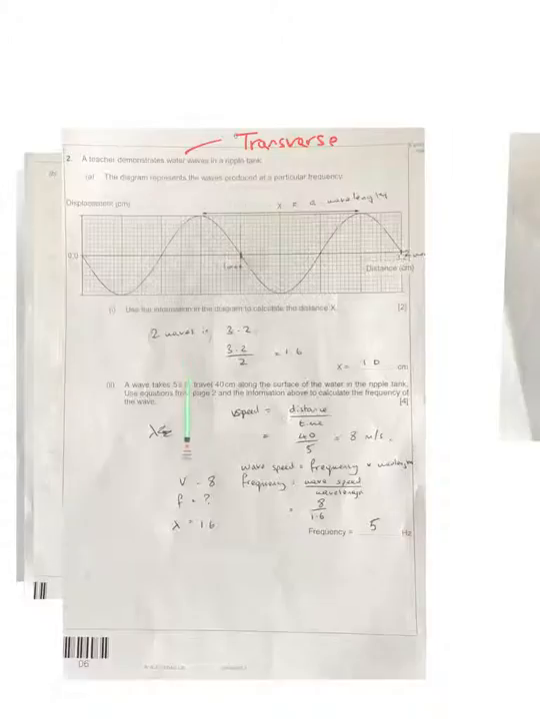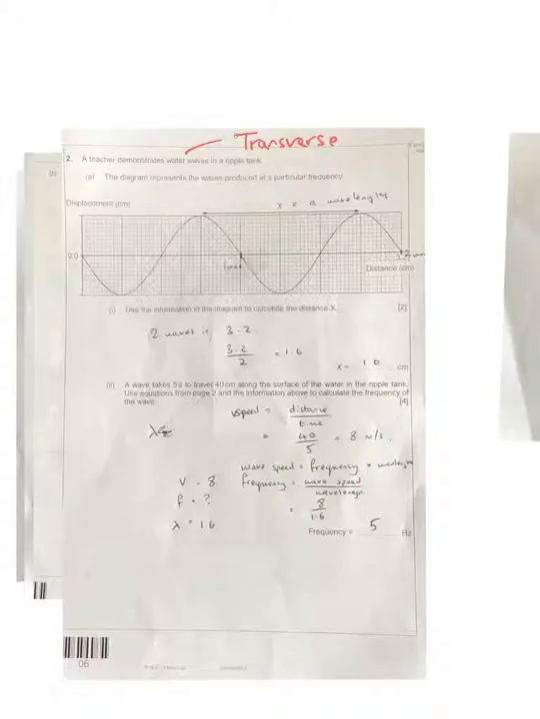I've then got a wave takes 5 seconds to travel 40 centimetres along the water in the ripple tank. Use the equations from page 2. I haven't taken a picture of page 2 on this question paper because you'll have that with you. But the first thing, we've got time and we've got distance, so I'm going to use distance over time to find my speed, which is 8.